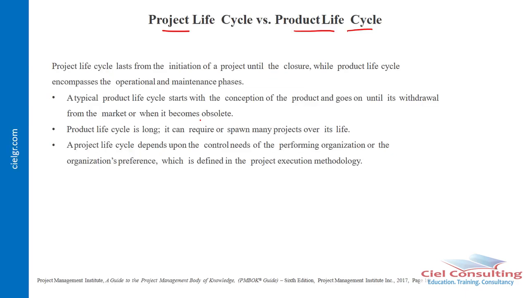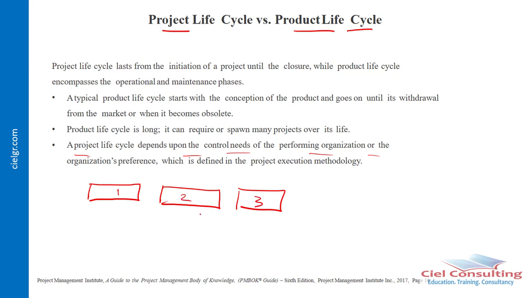So beyond the product life cycle, there's also what we call the project life cycle. The project life cycle, of course, depends on the control needs of the performing organization. So in essence, when we talk about the project life cycle, it talks about our ability to break down the project into what we refer to as phases or stages of implementation. So the total number of stages or phases that the project has now comes together to make up what we refer to as the project life cycle.